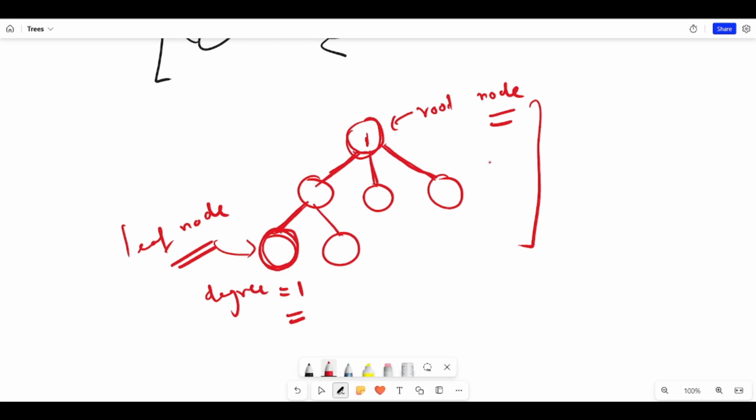Okay, so let's talk about the next thing, which is parent. What is a parent? Like here we can see that a parent is basically, for this node, what will be the parent? For the path from this node, let's number the nodes: 2, 3, 4, 5, 6.